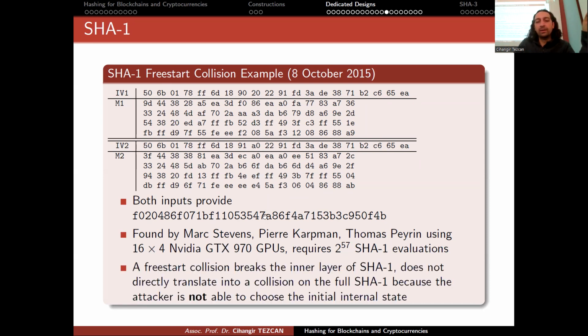A free-start collision breaks the inner layer of SHA1, but does not directly translate into a collision of the full SHA1, because the attacker is not able to choose the initial internal state. So actually here Marc Stevens was trying to prove the following. He's saying that with 64 GPUs, I can do this. So if I had more GPUs, I could really find you a real collision. This is what he was trying to show.